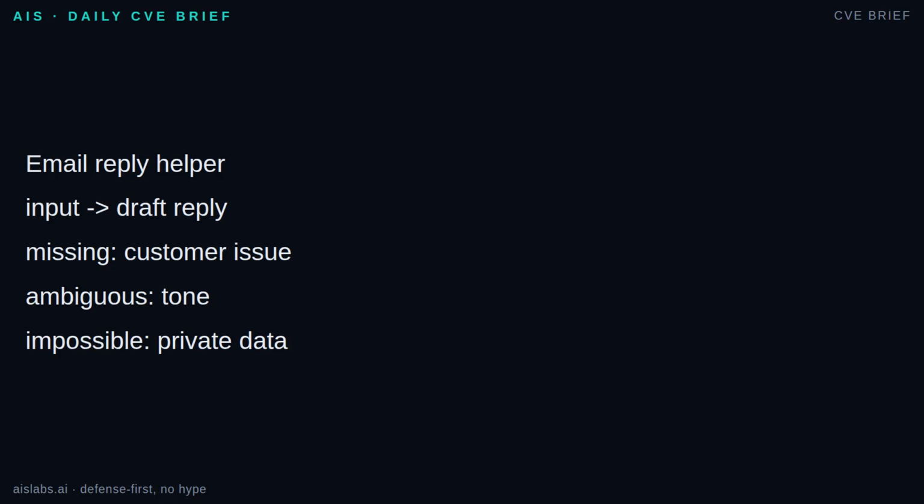If the thread says the issue, but the user asks, make it better, the model returns ambiguous with one question. Should the reply be more apologetic, more concise, or more firm? If the user asks, include Sam's private account balance, and that data is not provided or permitted, the model returns impossible with a reason. No guessing, no fake access.